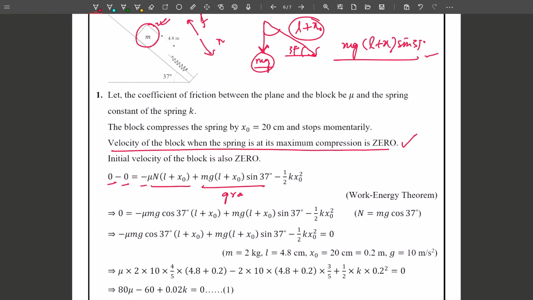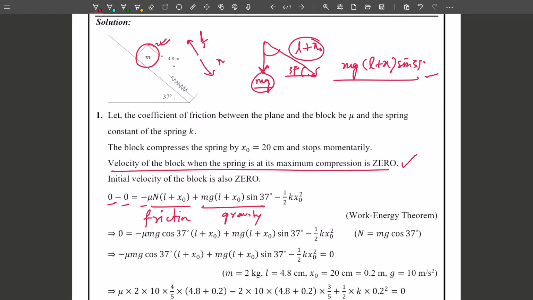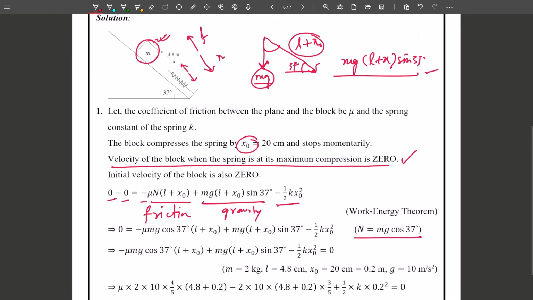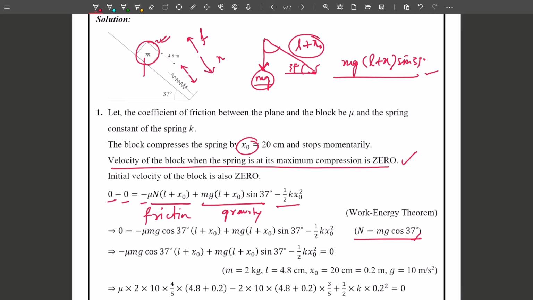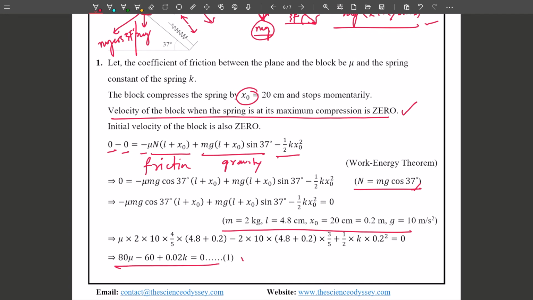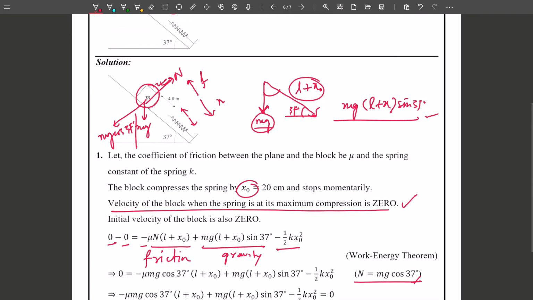This is friction. And what is spring force doing? The spring is getting compressed by a distance x naught. So for spring force, displacement is in this direction, spring force is opposite, so minus. So we put the values accordingly. N equals mg cos 37. How is this coming? This is mg, this is normal, this is mg cos theta. Yes, mg cos 37. So N equals mg cos 37. Put the values accordingly, you will get an equation. Let us call it equation number 1.